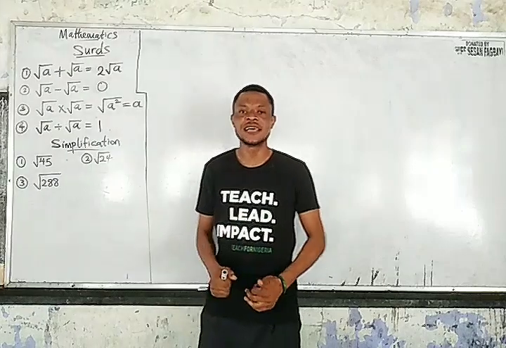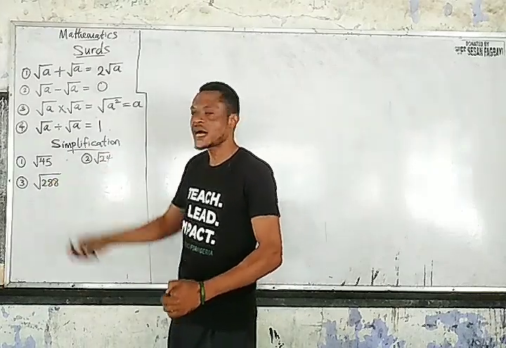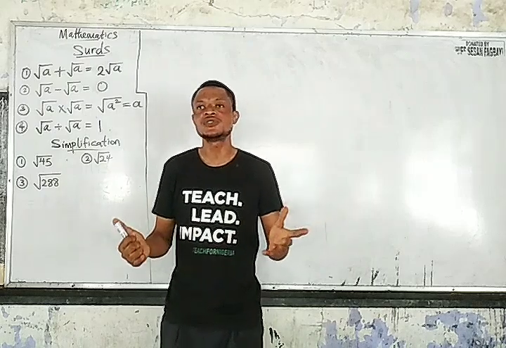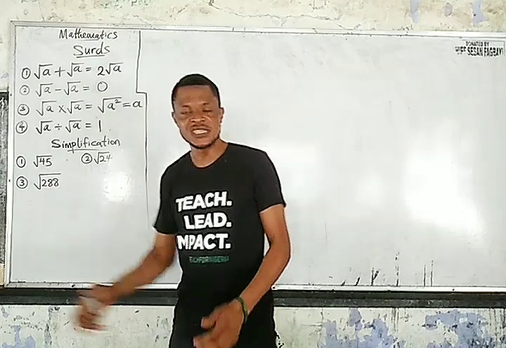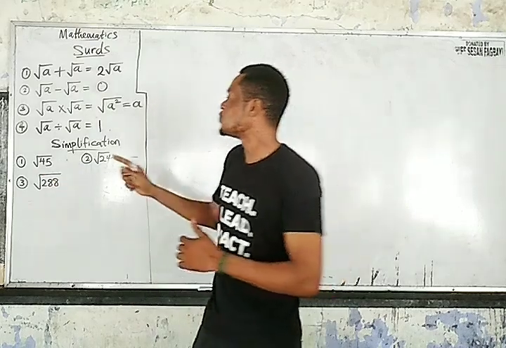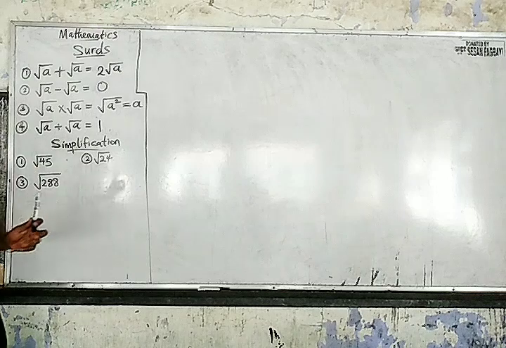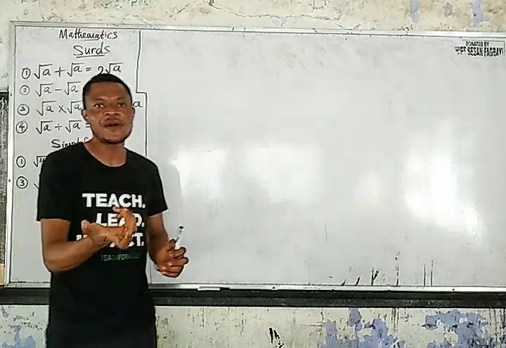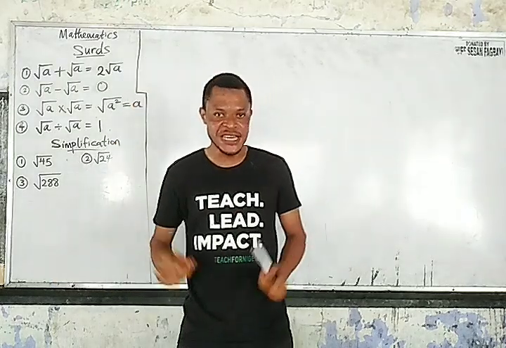We have these examples to simplify. We have the value as root 45. So how do we simplify this? All we need to do is to find the multiples of the figure, which is 45, in such a way that one of the two will be a perfect square. What do we call a perfect square? Numbers that we can find the root of without having decimals.